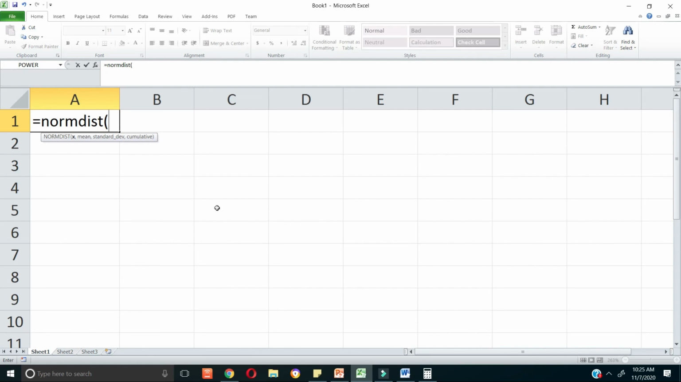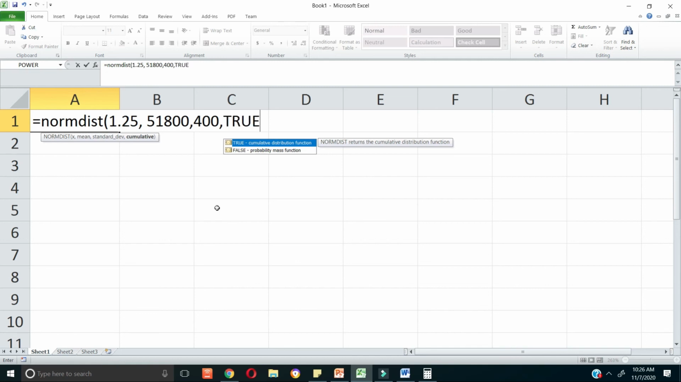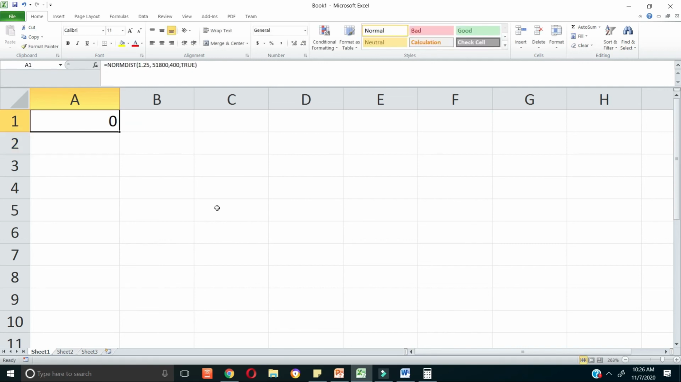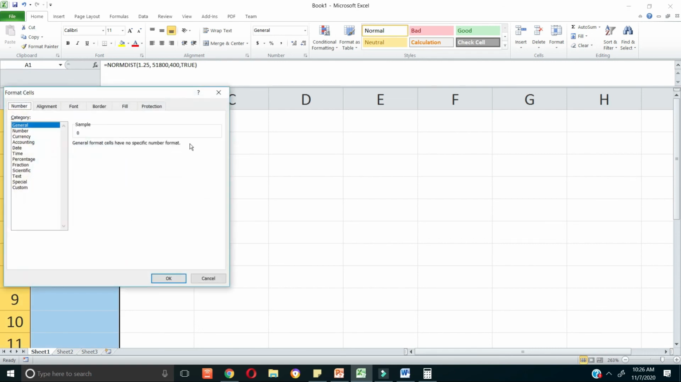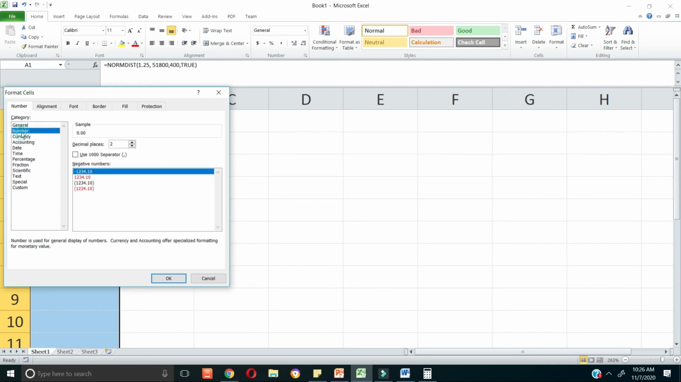So the x is basically the cumulative value. So you want to find, then the mean is 51,800, and then the standard deviation was 400, and then the keyword true to mean that this is a cumulative probability distribution function. So it gives you, I think I need to format this, so I want to format this as a number.